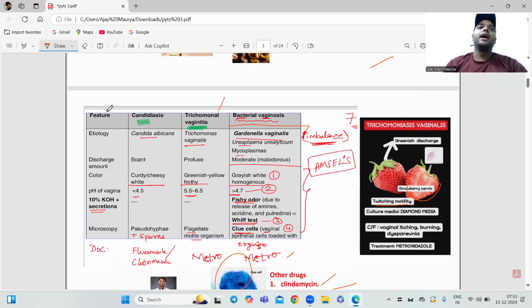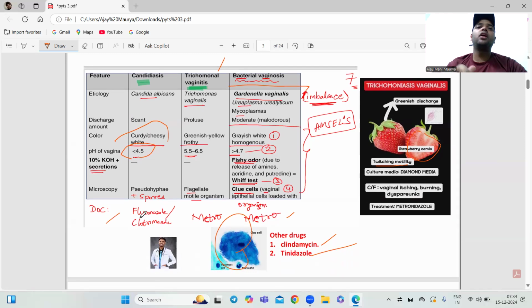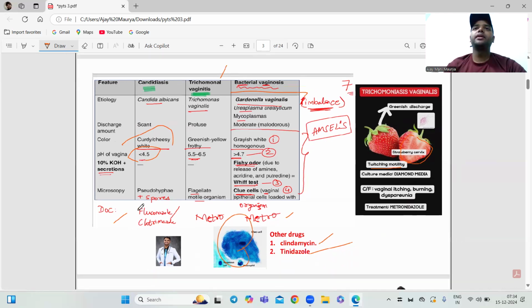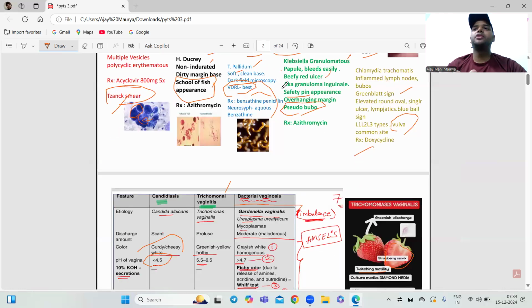Next one is candidiasis. For candidiasis, you have to remember the cheesy and curdy white discharge. And also remember the pH of the vagina is less than 4.5. Remember, candidiasis pH is always less than 4.5. Drug of choice is fluconazole or itraconazole. Fluconazole, it's going to be 150 milligrams. So one MCQ from here, one MCQ from there, two MCQs we covered.